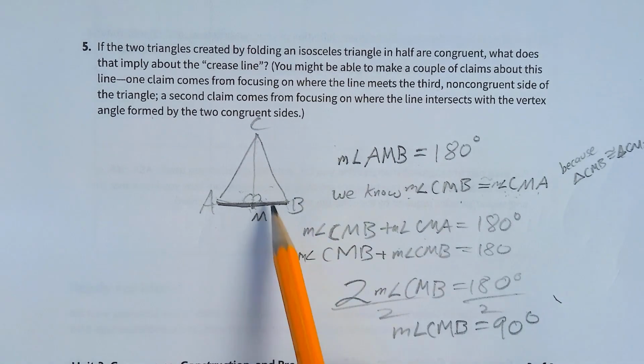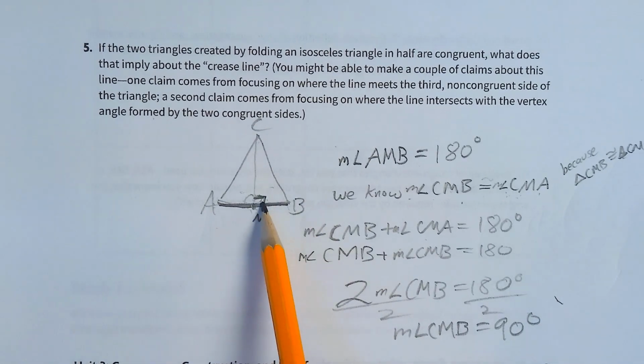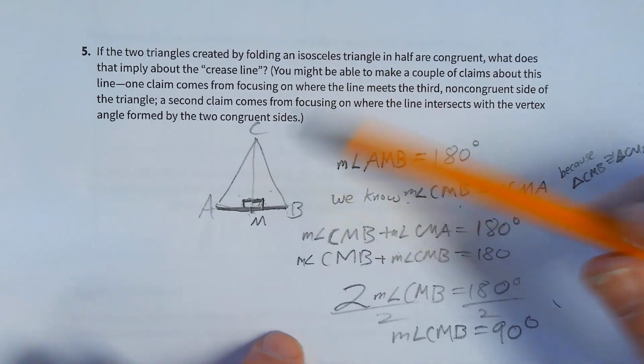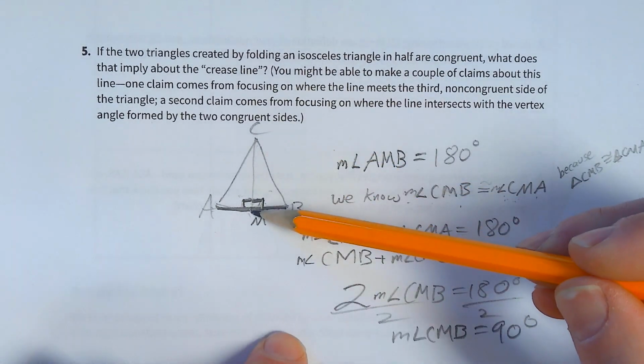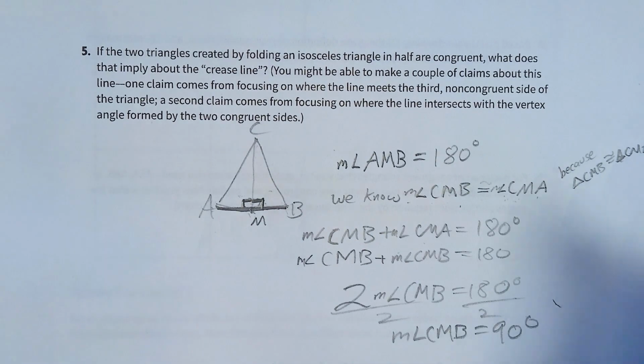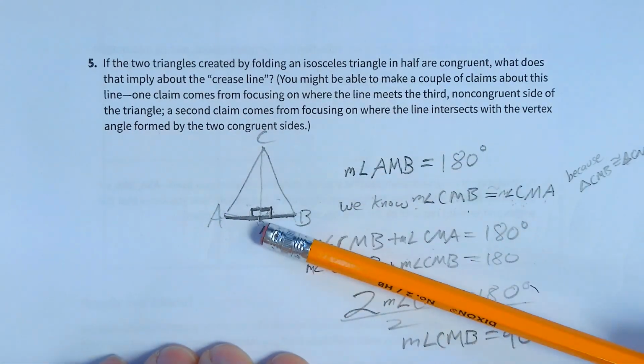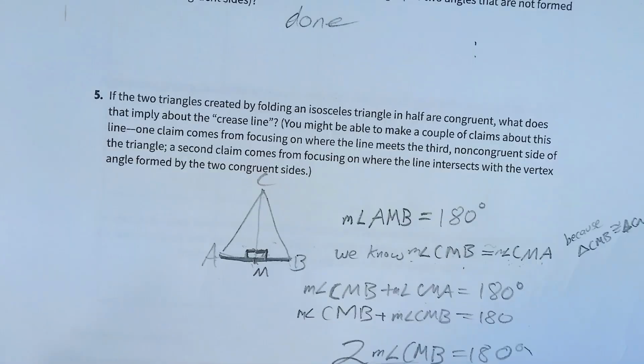Yeah! We proved that this is a 90, and that means that is a 90 as well. So from the vertex to the midpoint of the base in an isosceles triangle forms a 90-degree angle with the base.